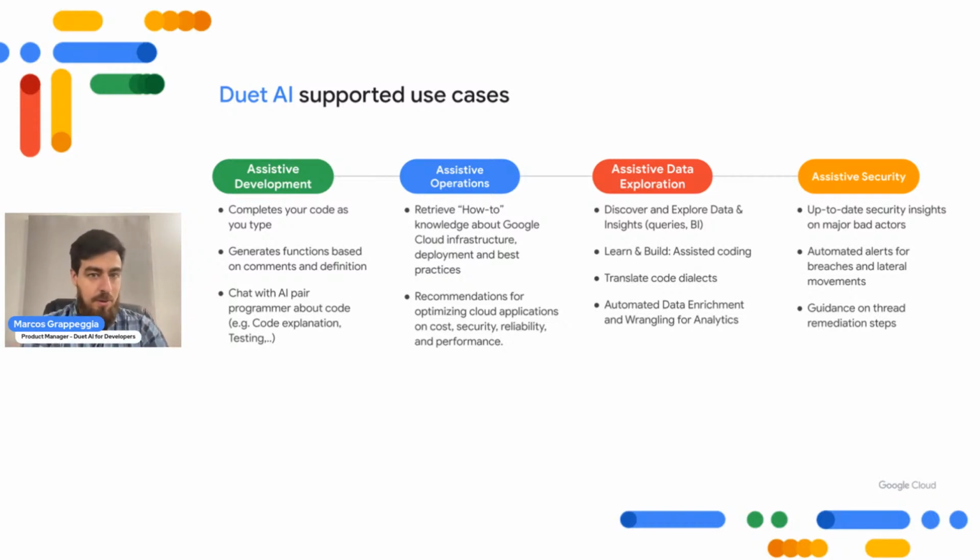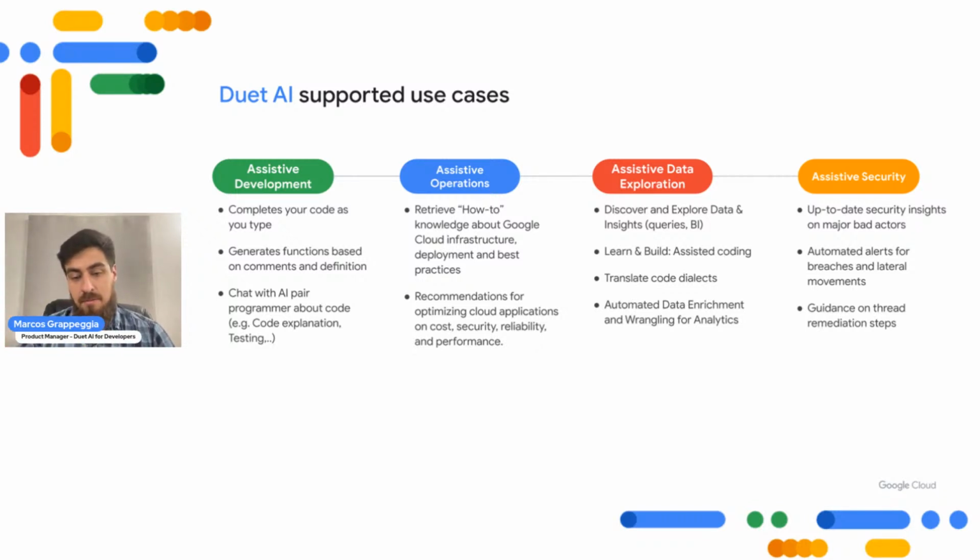But Duet also has other offerings, which I encourage you folks to check in our documentation afterwards, focused on other personas such as assistive operations. Essentially, imagine a chatbot directly inside the Cloud Console, providing you with assistance on things such as how to perform a specific task on Google Cloud, or recommendations on how to understand your deployment and optimize your applications for cost, security, or reliability. That's the idea for assistive operations.